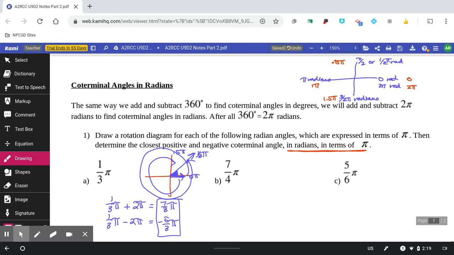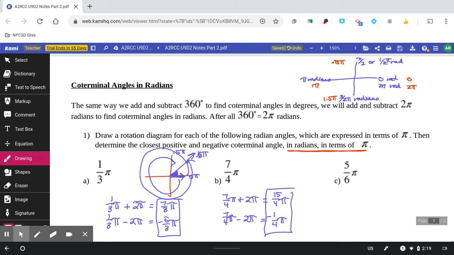Okay, so now we go ahead and do the 7/4 pi. Now, if we're just looking for the coterminal angles and it's not asking us to draw a rotational diagram, you can just have the 7/4 pi and add 2 pi and subtract 2 pi. And remember, that would just be 7/4 plus 2, which would be 15/4 pi. And this is going to be 7/4 minus 2, which is going to give us a -1/4 pi. And those are our coterminal angles.